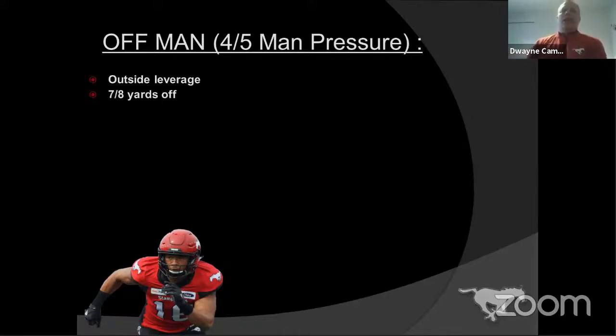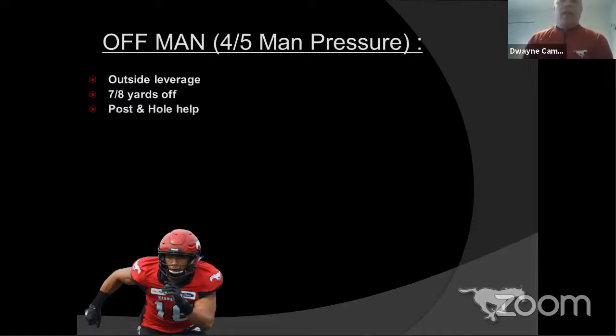We're going to line up 7 or 8 yards off. We don't want to mess around and be down at 4 or 5. That's a different kind of coverage. And we don't want to be back at 9 or 10 because, again, that's a different kind of coverage. So make sure as a defensive back coach, you're really specific on making sure that the leverage and the depth that the defensive backs align to is consistent.